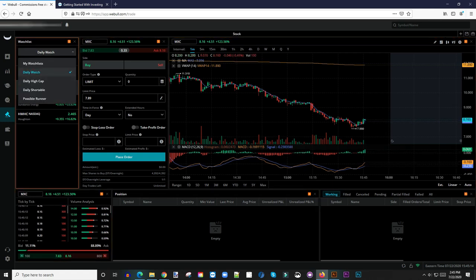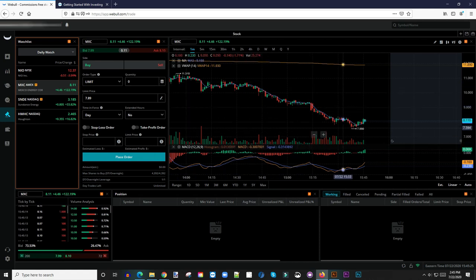My strategy again is every morning when I get up, I go on the market on the WeBull app, look at the gappers for the day, and add those to my daily watch list here. And these are the ones I'm gonna trade. Today I traded MXC, SNDE, and HMHC. Those are three that I traded. And at the end of the day, I'll clear this and get it out.